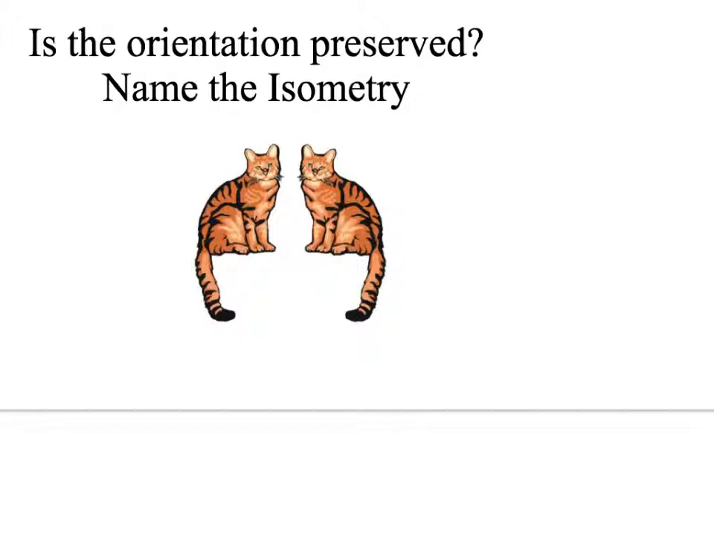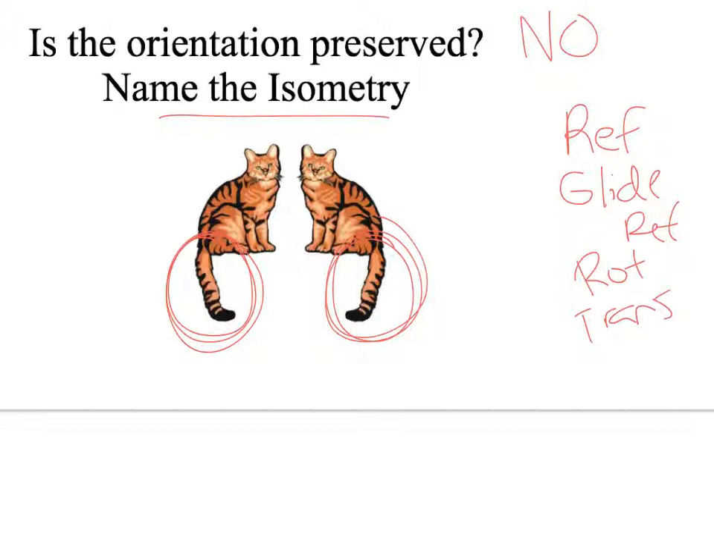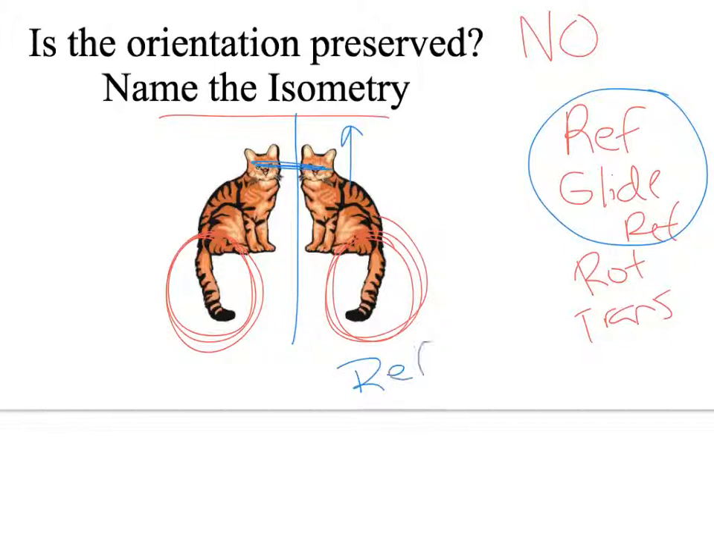So in this picture, is the orientation preserved? The tail is on the left-hand side, but the tail over here is on the right-hand side. So no, it's not preserved. Name the isometry. Again, the types of isometry are reflections, glide reflections, rotations, and translations. So it's got to either be a glide reflection or reflection. Since this is right across from each other, this cat hasn't been shifted, the isometry is a reflection.